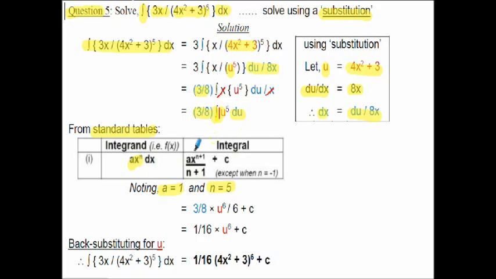So following our standard solution of ax to the n plus 1 over n plus 1, simplifying numerically, we get 3 upon 8 multiplied by 1 upon 6, and that cancels to 1 upon 16 multiplied by u to the 6 plus the c. All we do now is back substitute for u, so the final solution is 1 upon 16 multiplied by 4x squared plus 3 to the power of 6 plus c.